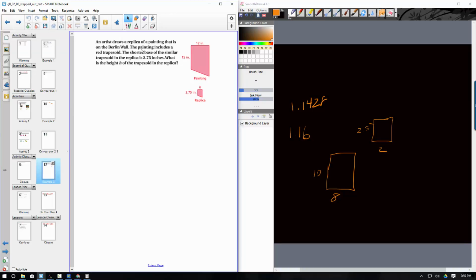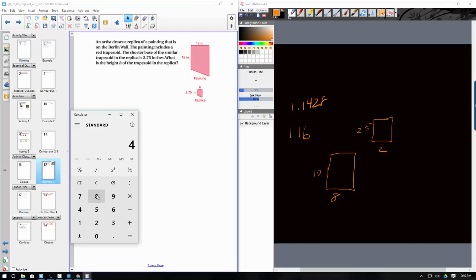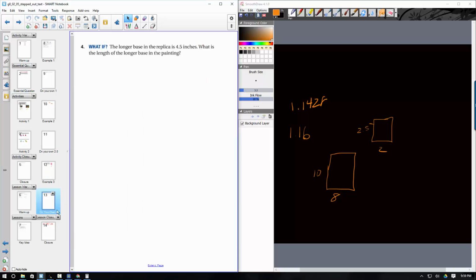For this example here, it says the shorter base of the similar trapezoid is 3.75 inches. What is the height? So that would be right here. Again, I'm solving for the smaller one. So my corresponding sides would be 3.75 and 15. So I'm going to take the smaller, 3.75, divided by 15, because I want the number to be smaller than 1. And I'm going to say times 12. And I get 3 for my h.